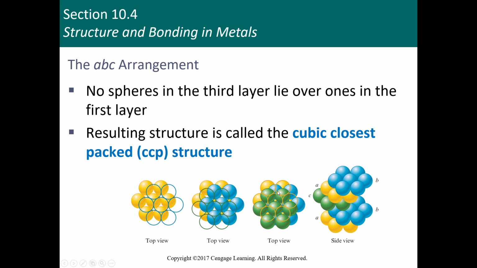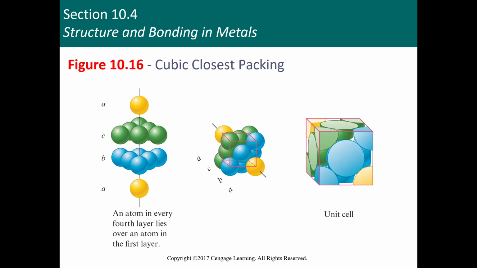Now eventually you'll restart to ABC again. So ABC and then you'll get another A. And this A right here will overlap the A here. B here will overlap B. C will all overlap C's. Okay? But this has 3 different layers that do not overlap, like so. This is top, of course, this is side. This is going to result in the cubic closest packed structure, which is CCP.